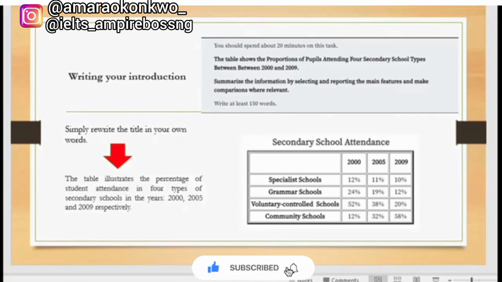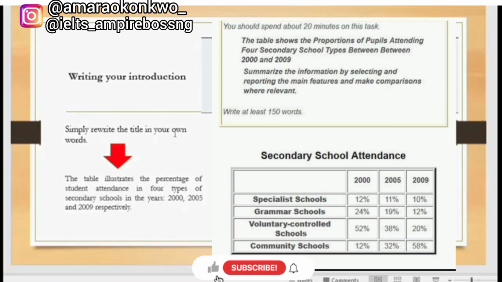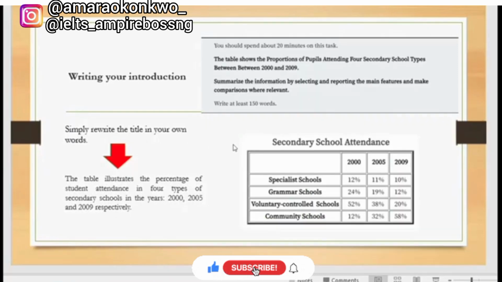Now, let's go on. We did pie charts in the first sample. Now, let's go ahead and do something different. You see that we have the table here, and it's talking about secondary school attendance. So we initially explained this strategy and formula on how to write a Writing Task 1 with pie charts. Then we are now moving on to using a table to further explain this formula.